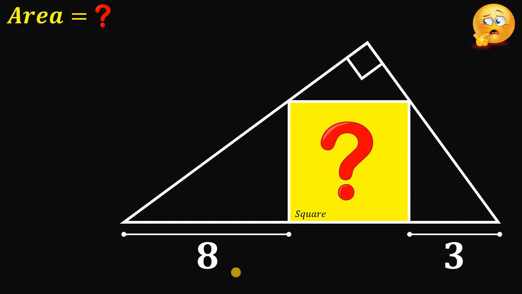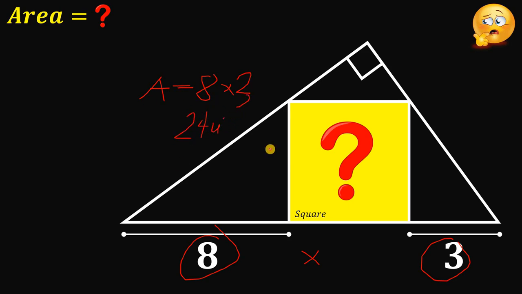Now, before I start the formal solution, here's the shortcut in this kind of question. So the area of this figure must be equal to 8 multiplied by 3, which is equal to 24 square units, and that is the answer. This is the shortcut, but the question is, what is the formal way to solve this kind of question?